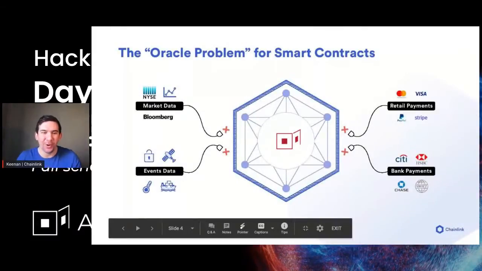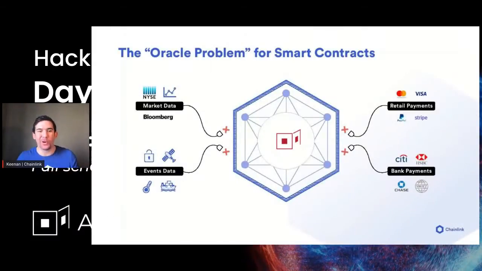Yeah. So ultimately, the oracle problem for smart contracts. You have all this very cool data from the New York Stock Exchange, different events and data, IoT sensors, and then on the other side of things, how do things get paid out to traditional financial applications? So Chainlink fits right in the middle of this and is able to connect your data to smart contracts to make them more valuable.